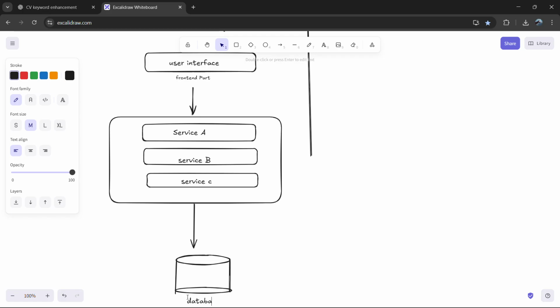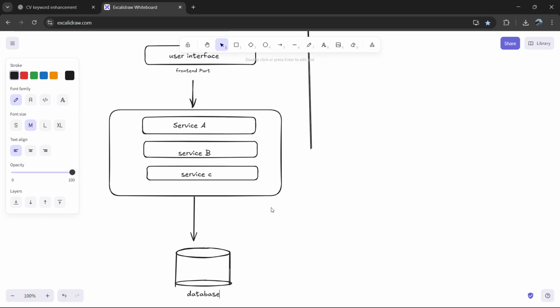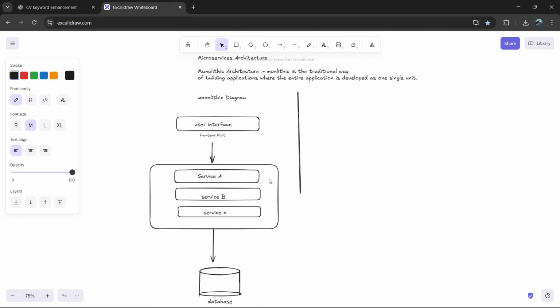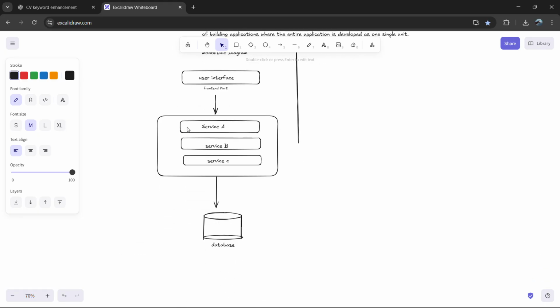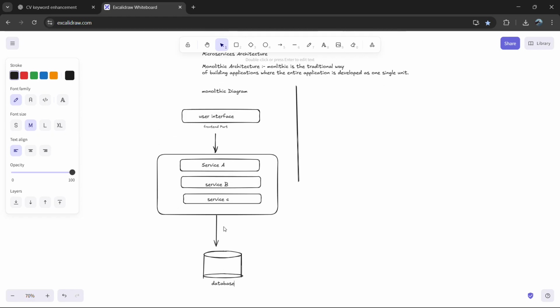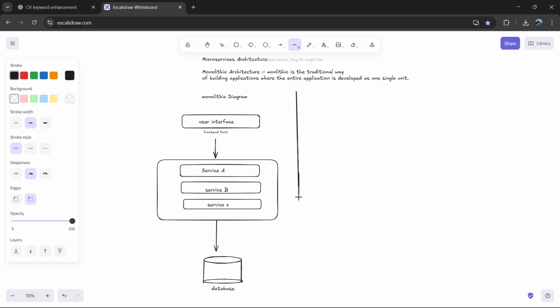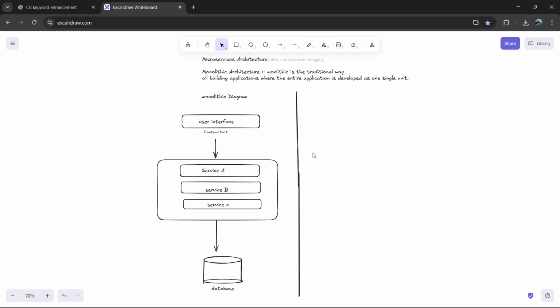So I think this is clear to all, that in a monolithic architecture we will create a single project in which we will write all our services like service A, service B, service C, and for all these services we have a single database. This is how a monolithic diagram looks like.